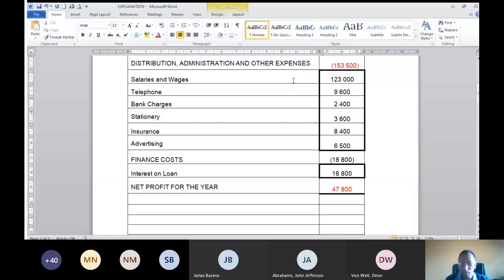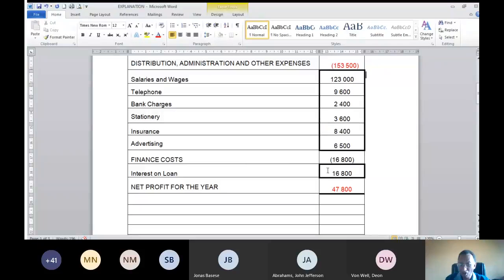There are two categories of expenses: distribution, administrative and other expenses, and finance costs. Remember, the finance cost is only for the interest on loan and interest on overdraft. Everything else you show under distribution, administrative and other expenses. In this question, the distribution, administrative and other expenses consisted of salaries and wages, telephone, the bank charges, stationery, insurance, and advertising. Block all of that, add it up, and that will give you your distribution, administrative, and other expenses.